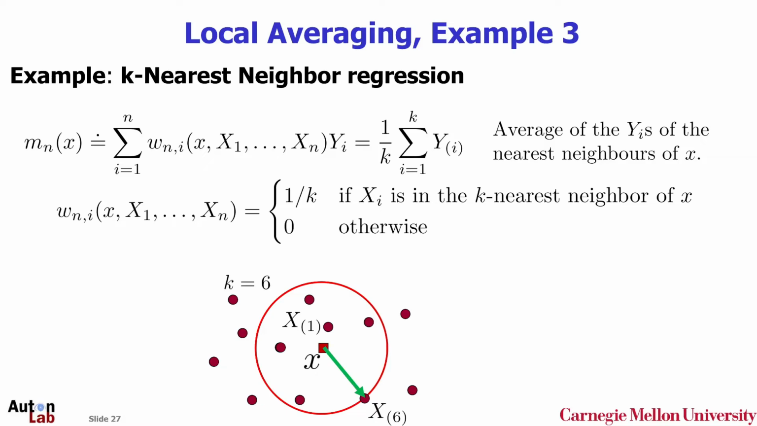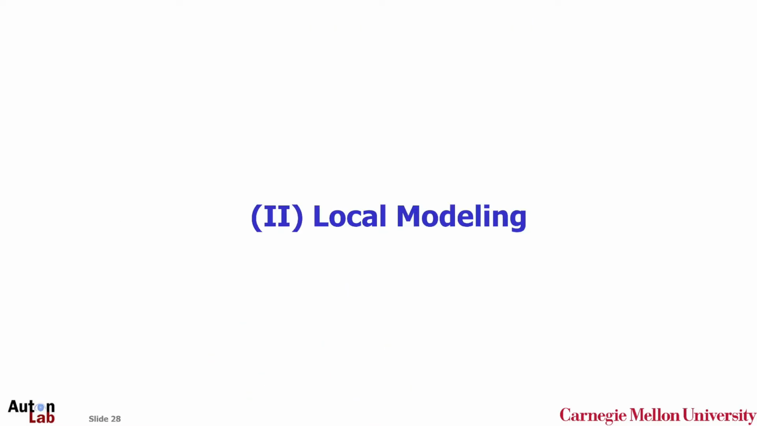Using this notation, the k nearest neighbor regression is very simple. We just simply average the label y's in this k nearest neighbor ball. That is, in this concrete example, we would just average labels y1, y2, y3, y4, y5, and y6. In other words, the labels in this nearest neighbor ball get weight 1 over k, and all the other labels get 0 weights.